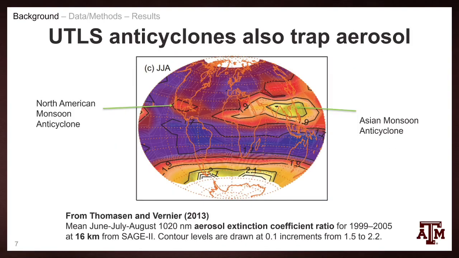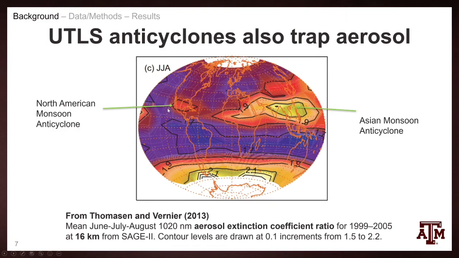Aside from influencing water vapor, you can also see signatures of high aerosol amount. This plot shows the mean June, July, August aerosol extinction retrieved by the SAGE-2. This is also a satellite instrument. And this is the aerosol extinction coefficient at 16 kilometers. So this is also in the upper troposphere, lower stratosphere, UTLS heights.